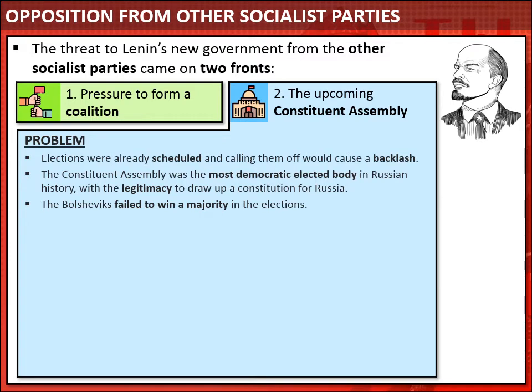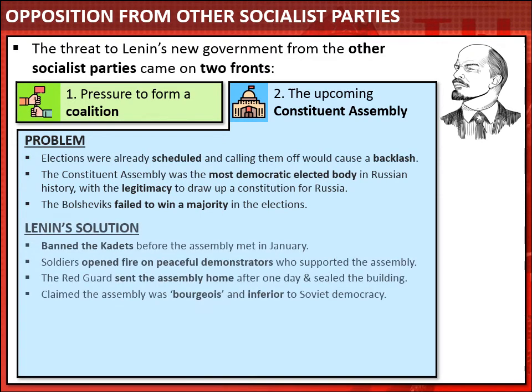So how did Lenin deal with the Constituent Assembly? Firstly, before the Assembly even met, Lenin banned the Cadet Party so that they were unable to attend. Lenin knew that the Cadets would never authorise the new Bolshevik government. On the first day of the Assembly, the 5th of January 1918, a crowd of peaceful, unarmed demonstrators gathered in support of the Assembly. Lenin used the army to put down the crowd in the most brutal fashion.